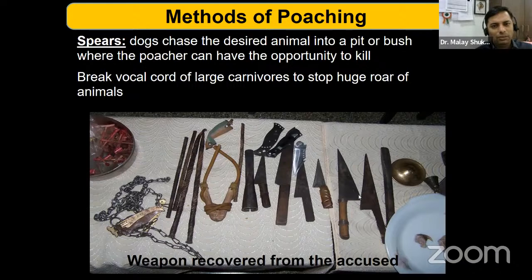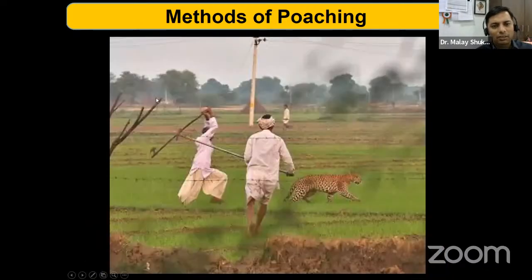Spears, obviously, are one of the traditional techniques that have been used, again a lethal weapon for close encounters with animals. Mostly domestic species are being killed, and apart from that, a few smaller carnivores or small mammals are being killed using spears. They again break the vocal cord of the carnivores to stop the huge roar of the animal, as you can see on the slide as well. Weapons can be of any type, and you can see why this could be one of the reasons the animals are killed.